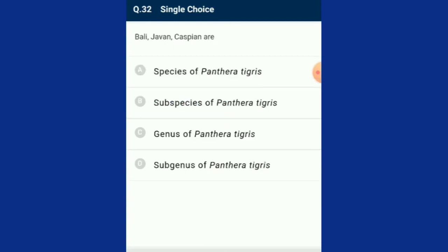Question number 32. Bali, Javan, and Caspian are three subspecies of Panthera tigris. The IUCN Red List 2004 documents the extinction of 784 species, which included recent extinctions of these three subspecies of tiger. So the answer is option B, subspecies of Panthera tigris.